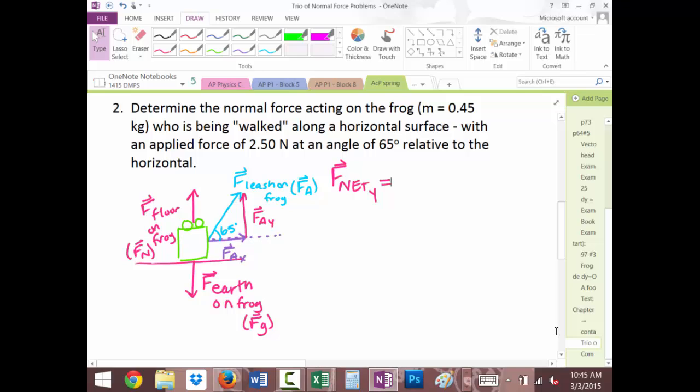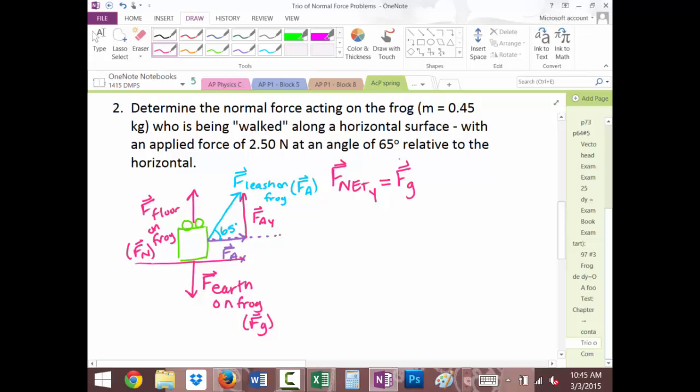The earth on the frog, right? The earth on the frog is acting in the y direction. Would you agree? How many of you had that earth on the frog? I'm really lazy, so I'm going to write that as FG, but you could write F the earth, and that's totally fine as well. Both of them are correct. They're the same thing.